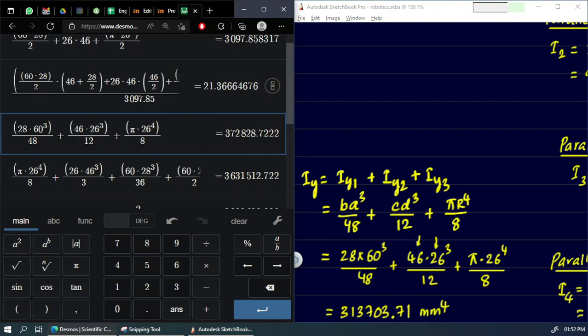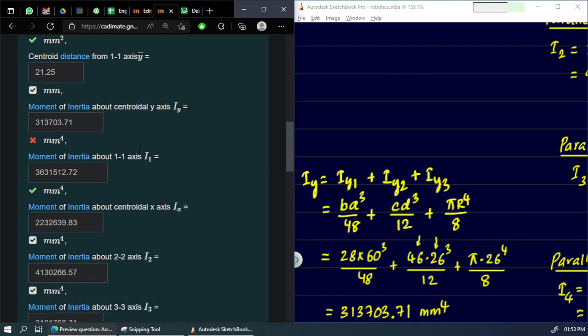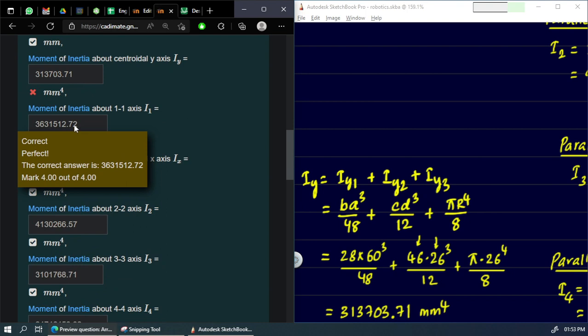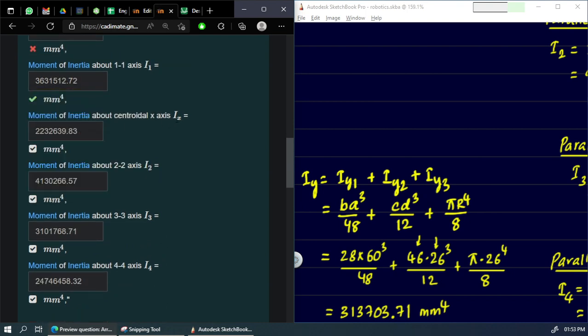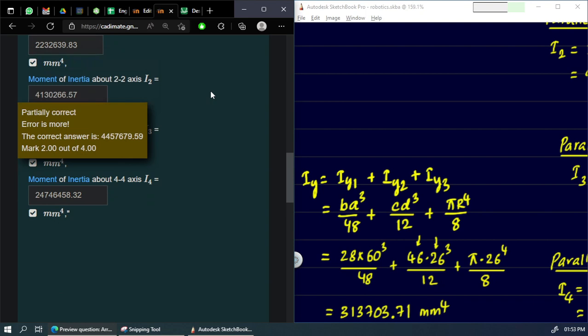In this particular calculator, multiplication appears as a dot, and I think by mistake I just made it a decimal point, and hence the answer that we see here is way off from what we were actually expecting. Whereas the answer for 1 axis, you can see we have got correct. There was a slight error while calculating IFX, but still within 10% error, hence some marks have been given.